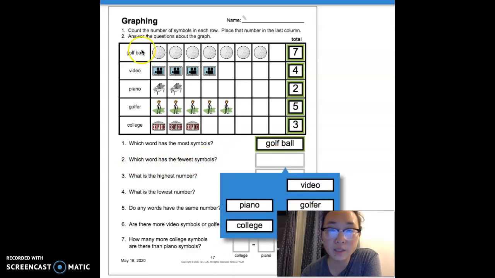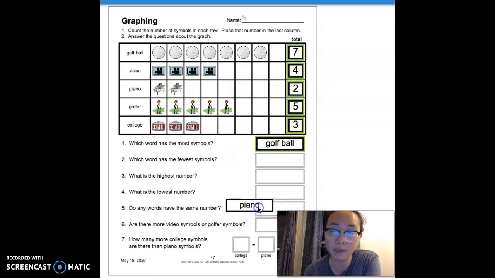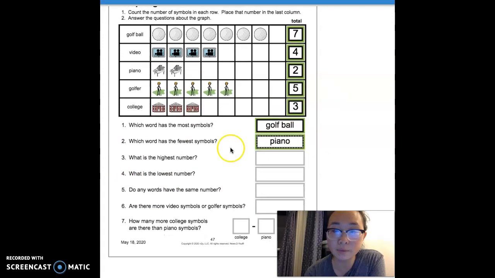Number 2, which word has the fewest symbols? So let's look. We know it's not golf ball because this one has the most. So is it video, piano, golfer, or college? Out of all these, which one has the fewest? I'd say piano. Piano only has 2. So we're going to put piano.